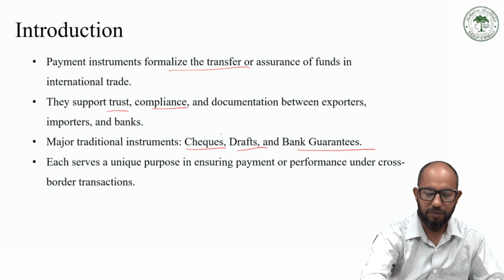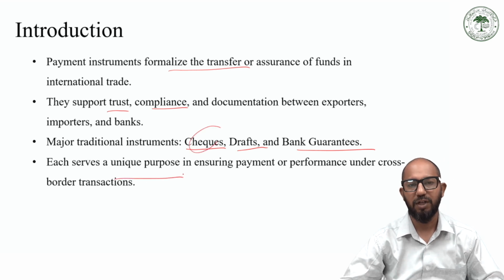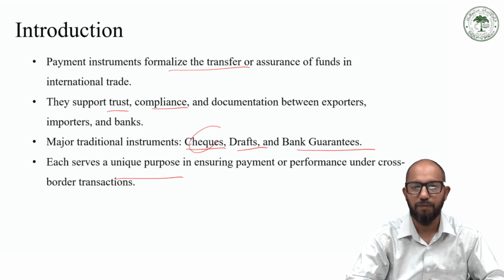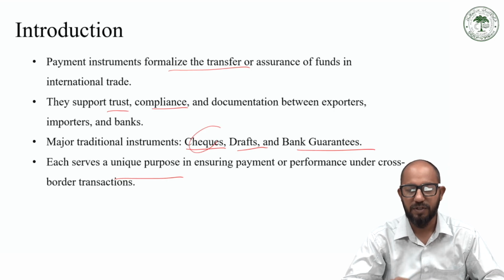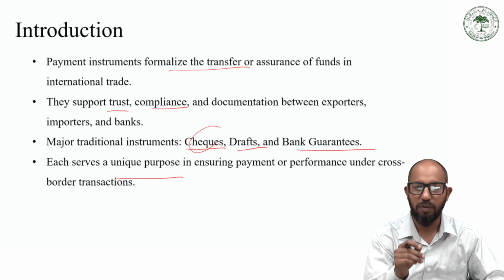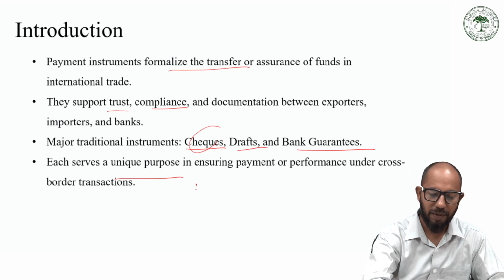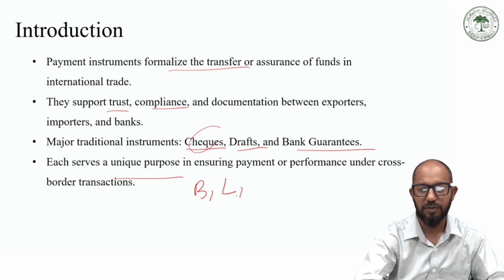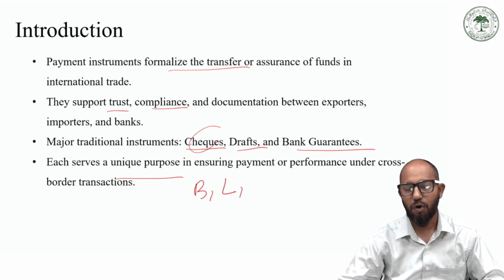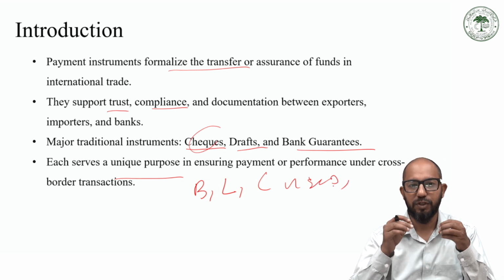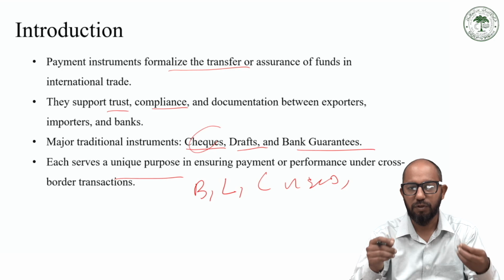Also, each one of them serves a unique purpose in ensuring payment or performance under cross-border transactions. Every payment instrument has some uniqueness with respect to its features, its usage, its benefits, and its limitations. Any exporter who wants to use a payment instrument should look at all four dimensions, that is, what are the benefits, what are the limitations, what are the common uses, etc., to understand which payment instrument will be the best for the business organization.